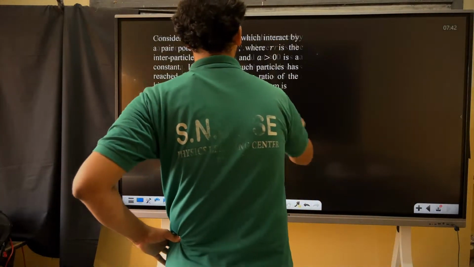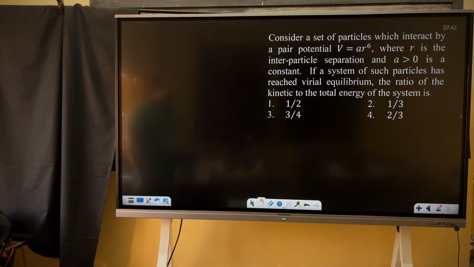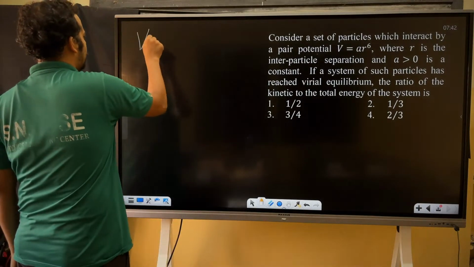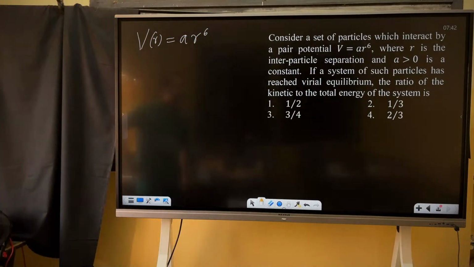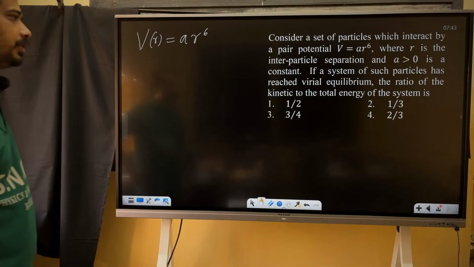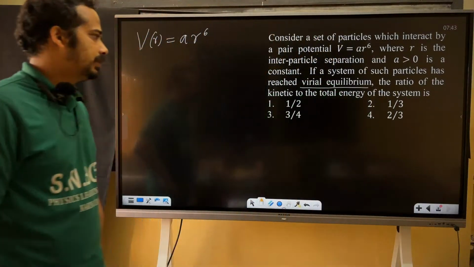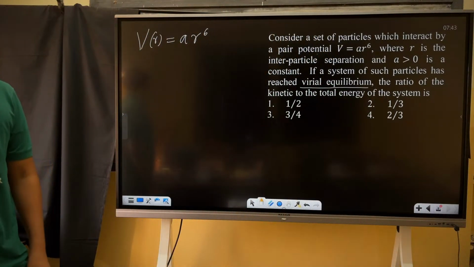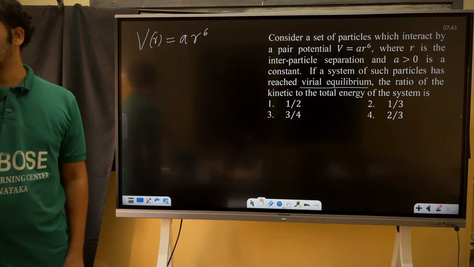Virial theorem is another frequent question in all exams. Consider a set of particles which interact by a pair potential V of r equal to a r power 6, where r is interparticle separation and a is greater than 0, a constant. If a system of such particles has reached virial equilibrium, the ratio of kinetic energy to the total energy of the system is? Now, what is that virial theorem expression? Can you recall?